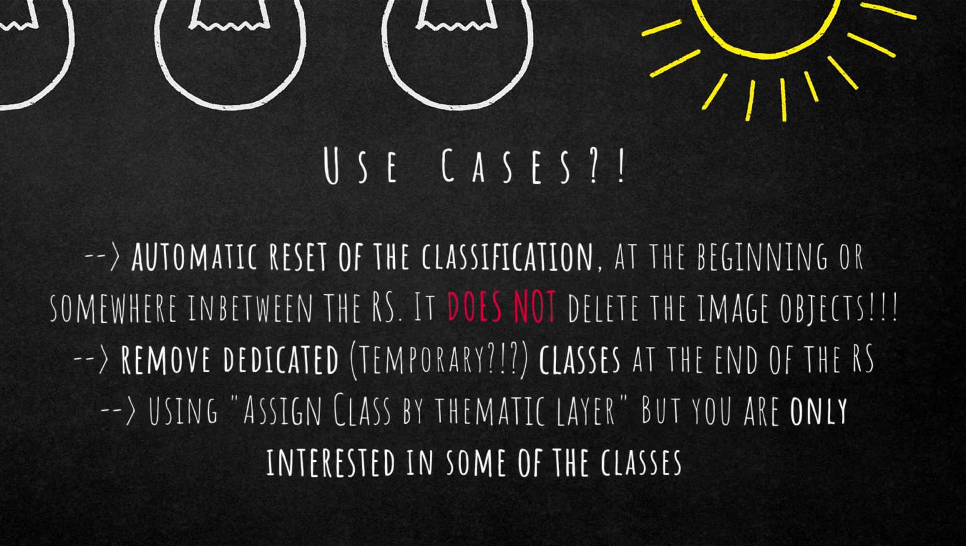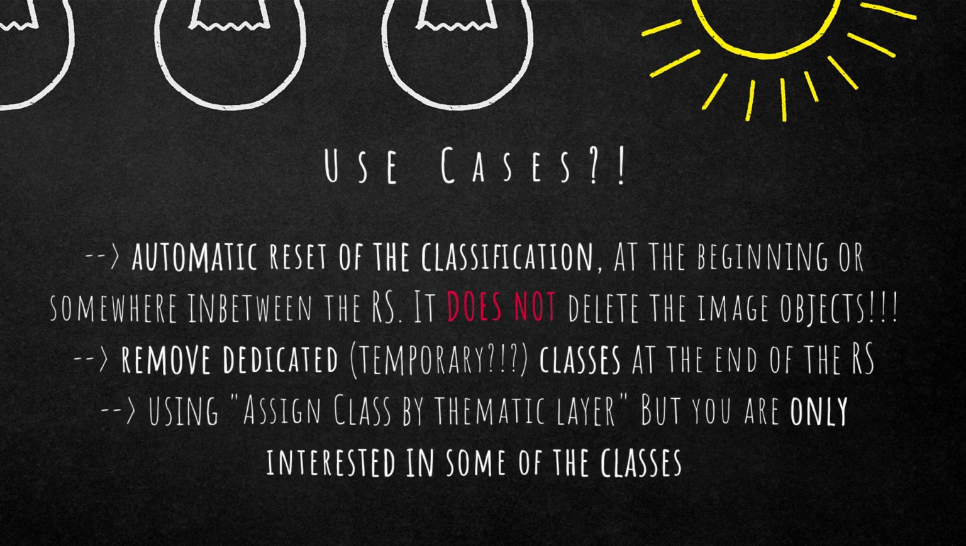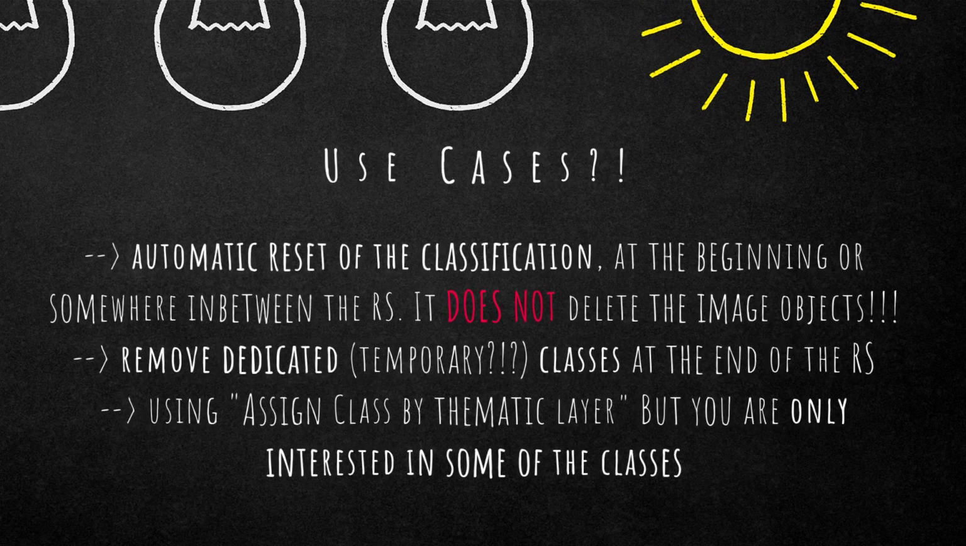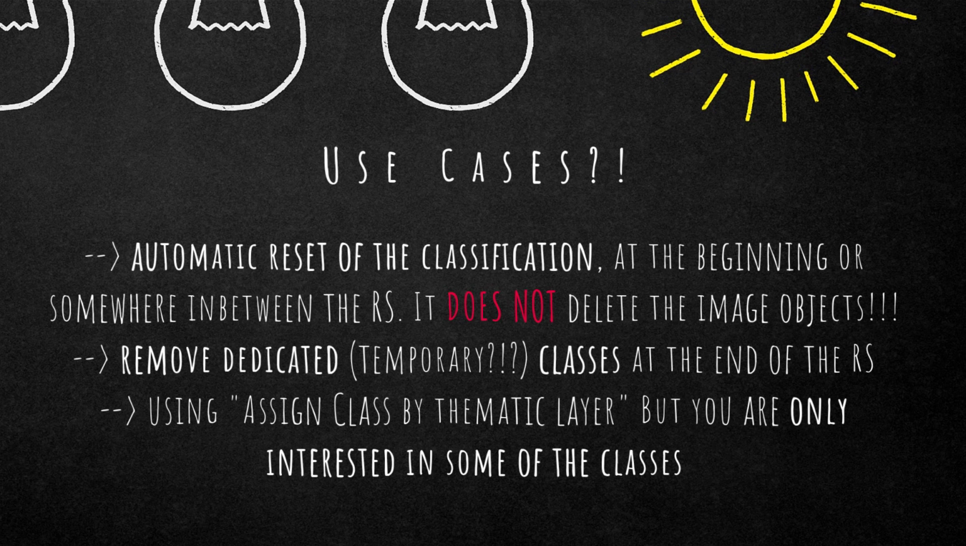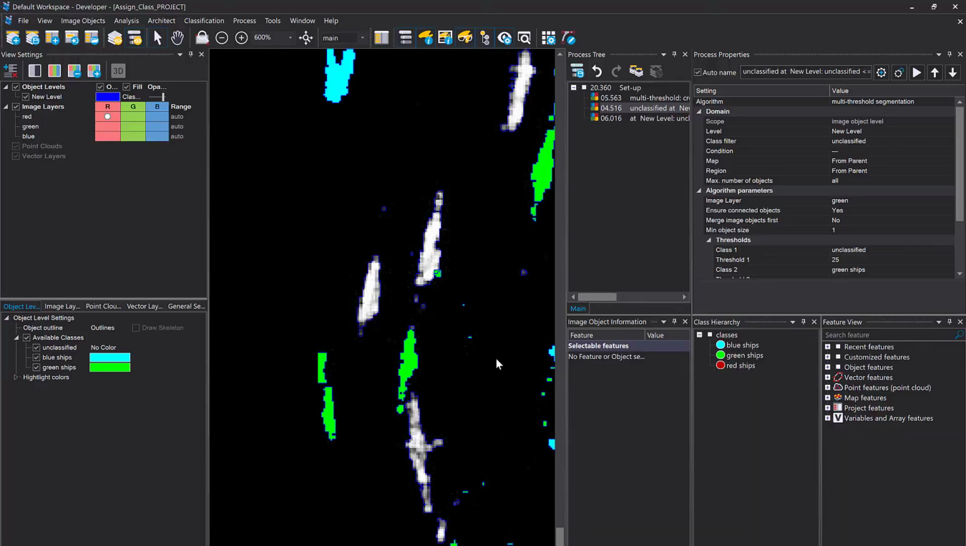And then a more specific use case is the last one. If you're using assign class by thematic layer, I'm gonna link the video up in the corner, then you might only be interested in some of the classes resulting from that classification. And then you can run this remove classification after you assign class by thematic layer and simply kick the classes out that you're not interested in and keep those that you're interested in the project.